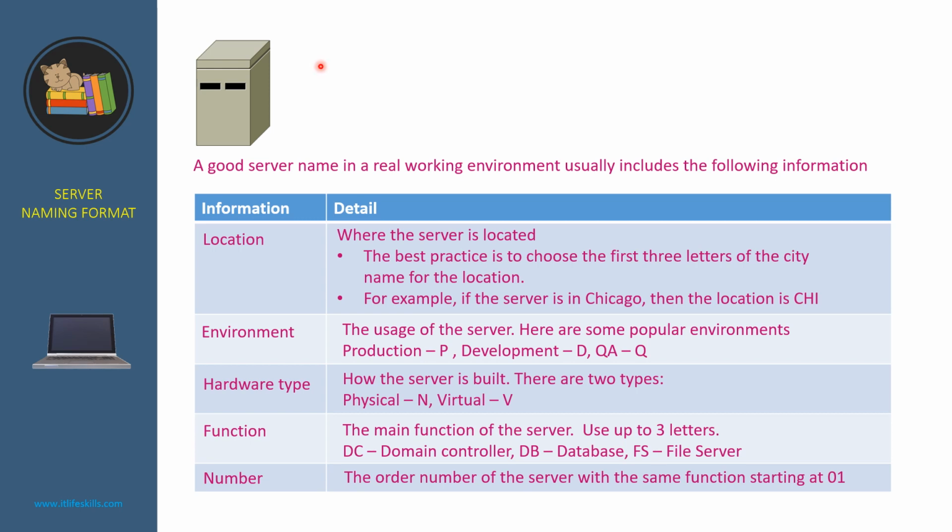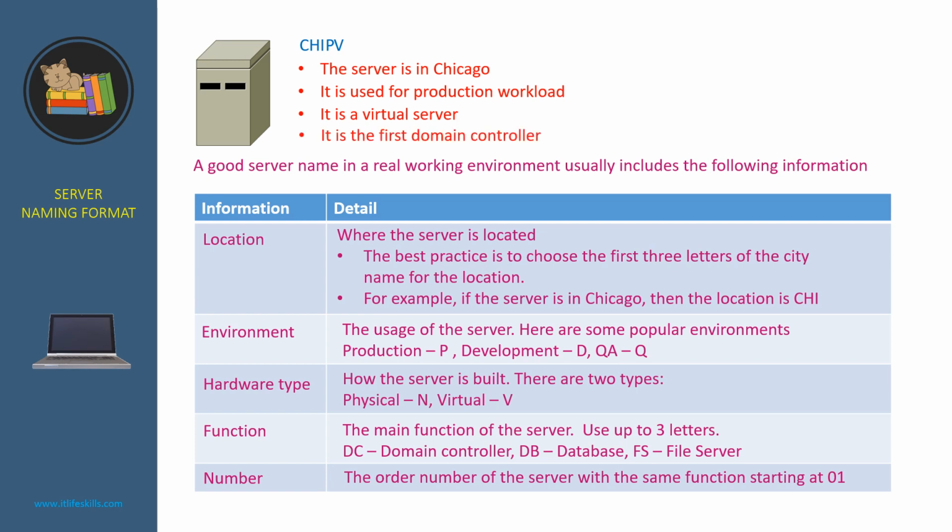For example, this server is located in Chicago, so the name starts with CHI. And it is used for production workload, so the next letter is P. And it is a virtual server, so the next letter is V. And it is the first domain controller, so the last letters are DC01. So we have the server name as CHIPVDC01.